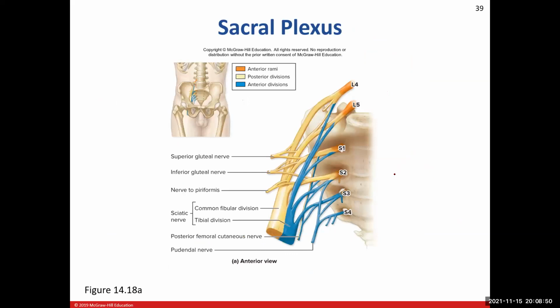So here you can see the sacral plexus, and again, you're going to form posterior and anterior divisions, but when we're talking about the main nerve that comes off, that's our sciatic nerve, and then that sciatic nerve will split into the common fibular nerve and the tibial nerve, around your knee, just above your knee there.